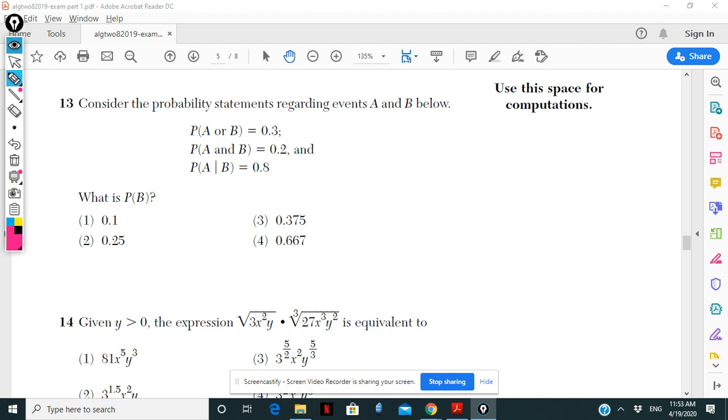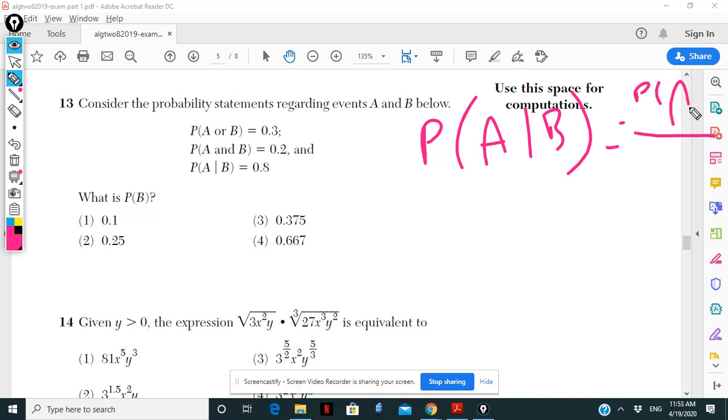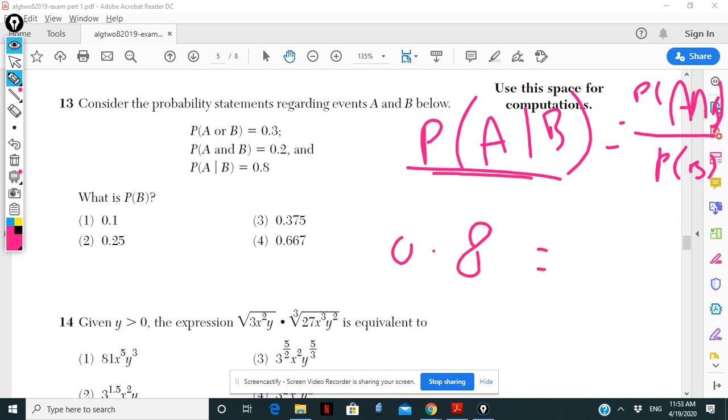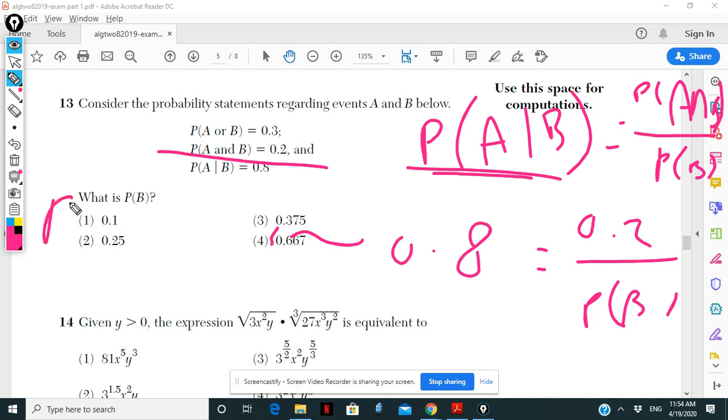Question number 13. He wants the probability of B. He's giving me the probability of A given B. Probability of A given B equals probability of A and B divided by probability of B. Now, probability of A given B is 0.8, and probability of A and B is 0.2. Probability of B is the missing part, so probability of B equals 0.2 divided by 0.8, which is 0.25, so the answer is 2.